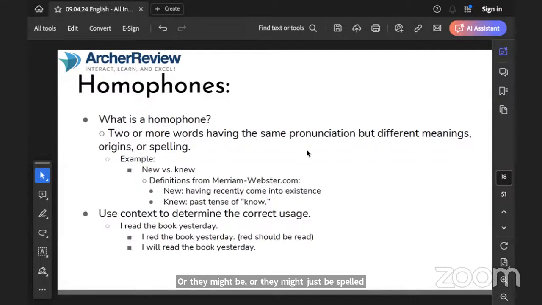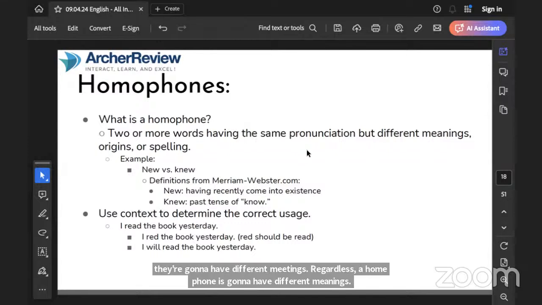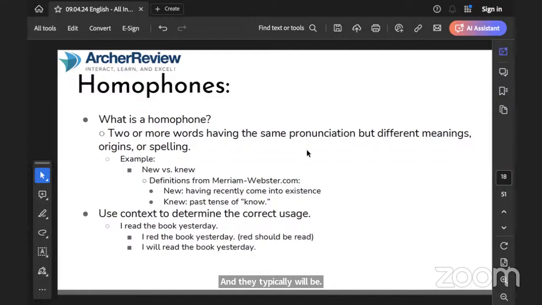Some you could actually have pronounced the same and spelled the same, but they're going to have different meanings. Regardless, a homophone is going to have different meanings, and they'll typically be spelled differently. However, there are a few that are spelled the same. They're pronounced the same, but they have different meanings.